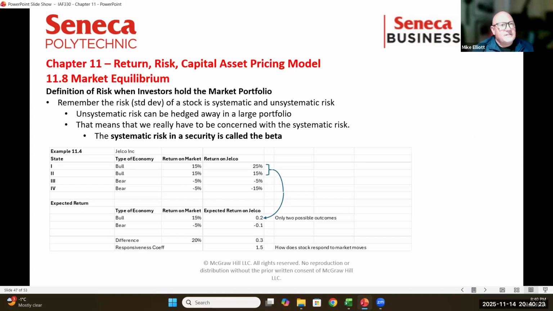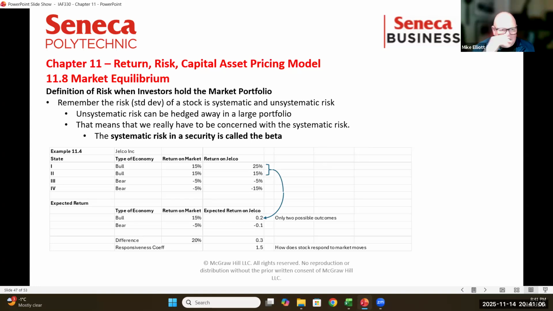let's talk about risk inside this market portfolio. Remember, each stock is comprised of systematic risk and unsystematic risk. Some of the unsystematic risk can be hedged away in a large portfolio. That means that when we're trying to concern ourselves with risk, we're really concerned about the systematic risk. What moves everything at the same time? That's called beta. The systematic risk of a security is called beta.